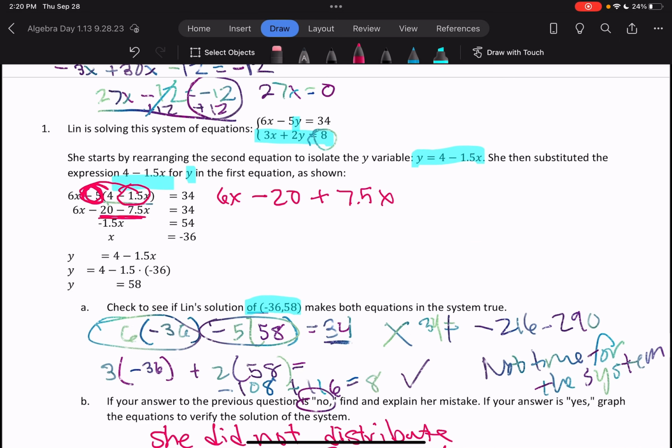Remember that negative in front of the 5 right here needs to be distributed, right? So we have a negative times a positive, a negative times a negative. And so this should be a positive, and then she would have done it correctly.